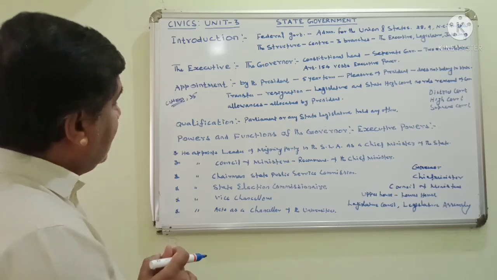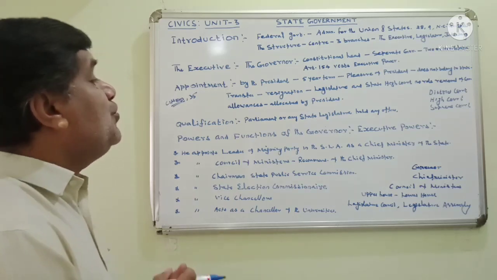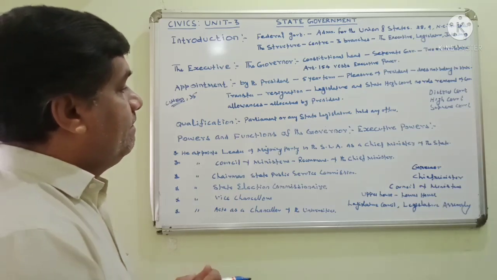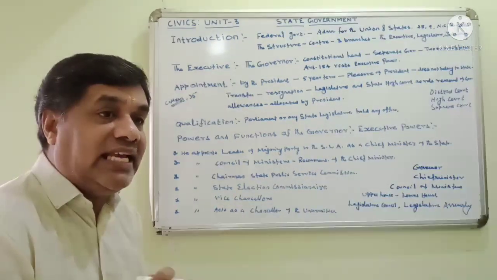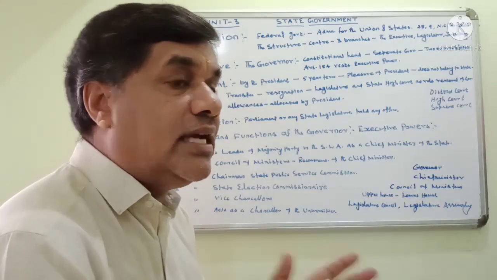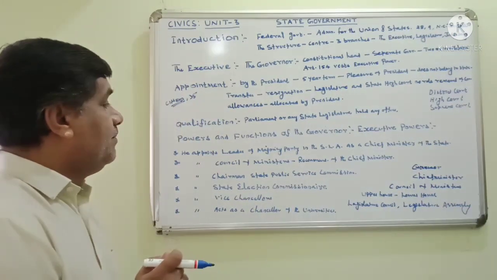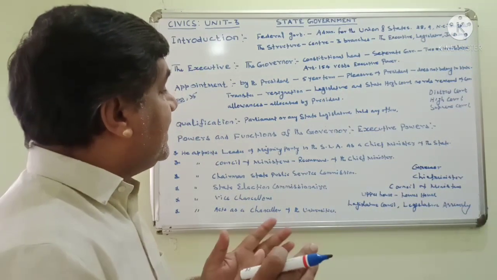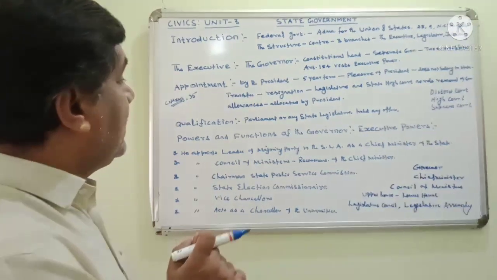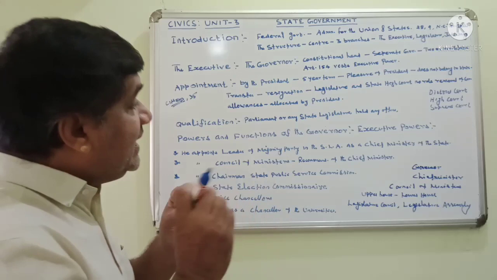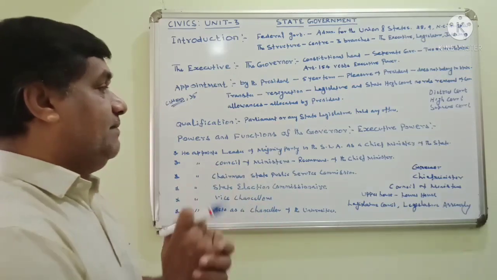The governor appoints the council of ministers with the recommendation of the chief minister only. The council of ministers is appointed by the governor with the recommendation of the chief minister.